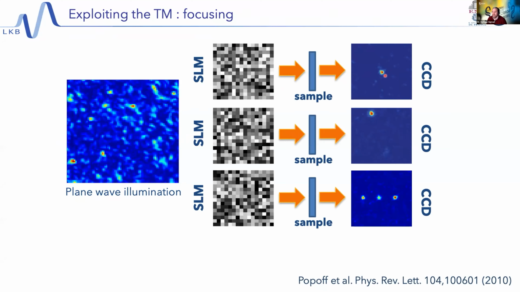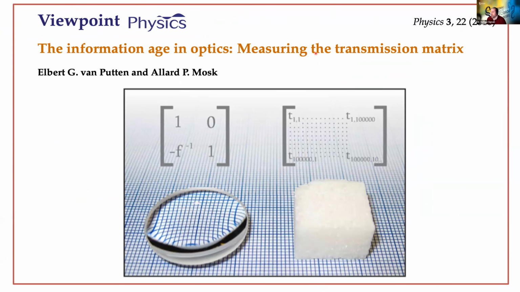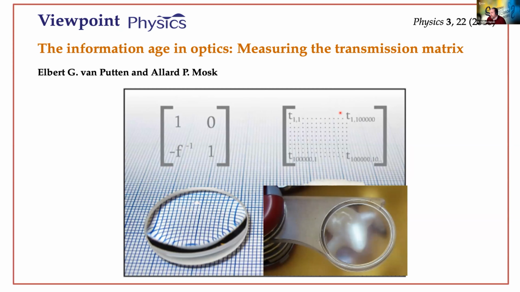So in a way, the key insight is if you measure the transmission matrix of a complex medium, you can basically turn it into a lens. And this is a nice illustration here that shows that we've been perfecting the lens for centuries to improve the quality of the images. But now, it's just a 2x2 matrix with one parameter, the focal length, in the paraxial approximation. But if you now take this piece of sugar and you know its transmission matrix, which is extremely complex, you can basically turn it into a lens.